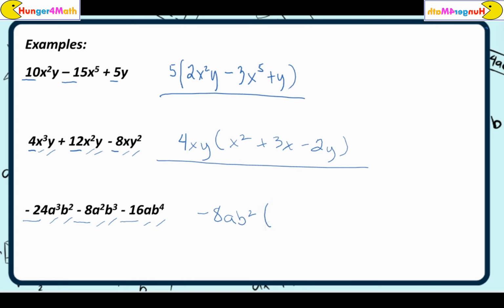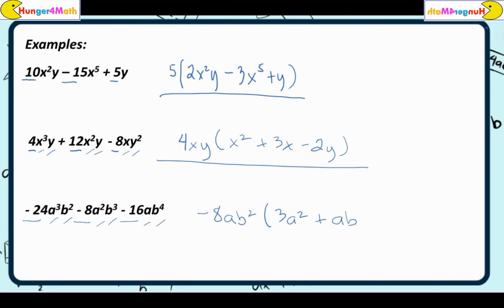Now let's start dividing. So negative 24 divided by negative 8 is positive 3. Then a cubed divided by a is a squared. B squared divided by b squared is just 1. So the answer will be just 3a squared. Then negative 8 divided by negative 8 is positive 1. Then a squared divided by a is just a. And then b cubed divided by b squared is just b.